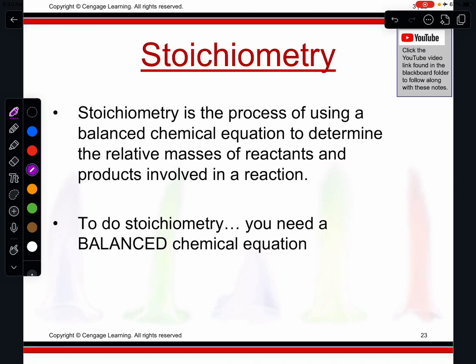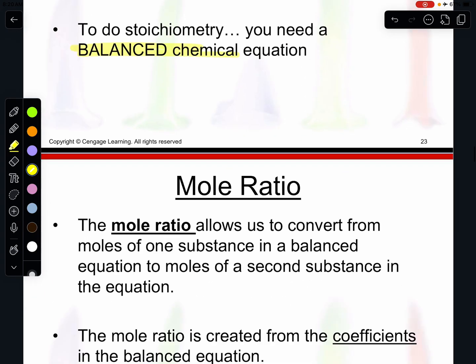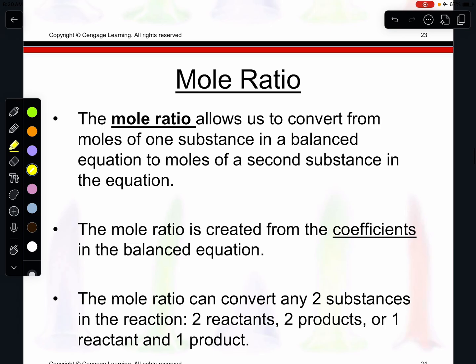We're going to talk about stoichiometry. Stoichiometry is the process of using a balanced equation, and that's the big thing here. You have to have a balanced chemical equation to do this, and you can figure out how much reactant or product you're going to start with and end with when you have a reaction. So again, a balanced equation is 100% necessary.